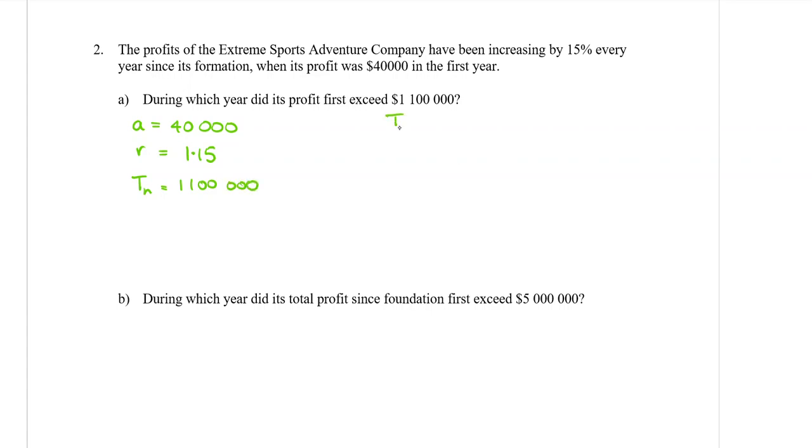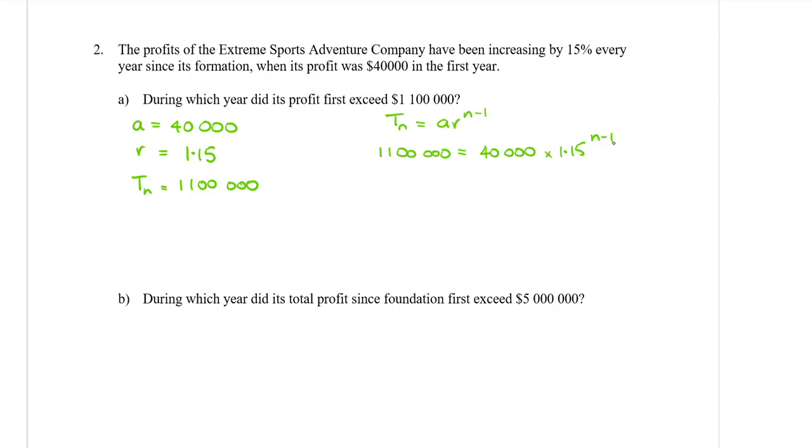The formula for a GP is T of n equals a r to the n minus 1. I'm just going to solve this as an equal to, and we'll know that we need to go to the next one along. So it'll be 1,100,000 equals 40,000 times r, which is 1.15, to the power of n minus 1. That n is what we're trying to find. We're trying to find how many years it takes for it to get to the amount that we want.